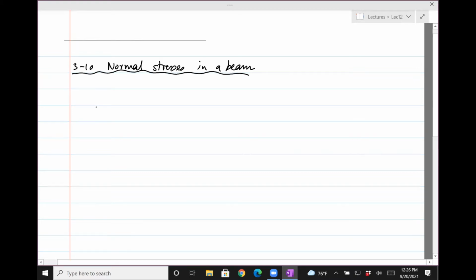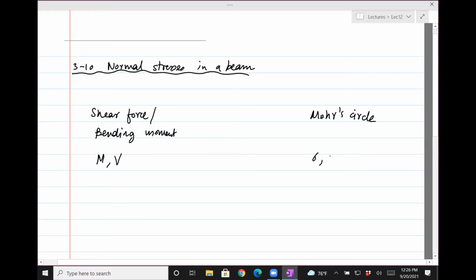So we talked about shear force and bending moment. And we talked about Mohr's circle. So shear force and bending moment give us M and V. Mohr's circle gives us sigma, tau. Okay.